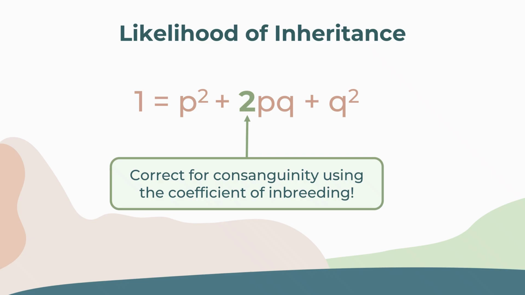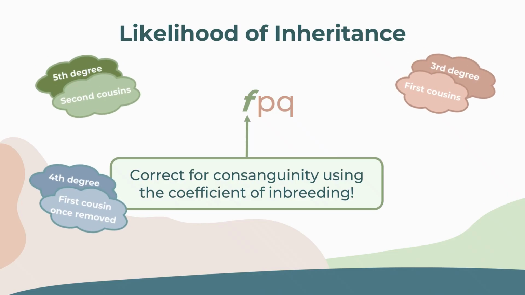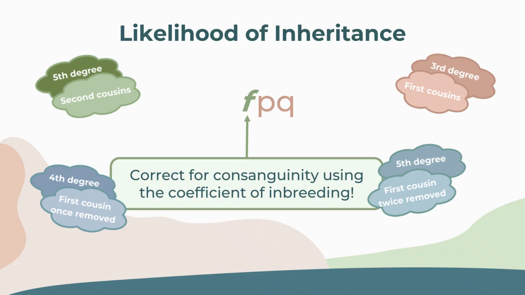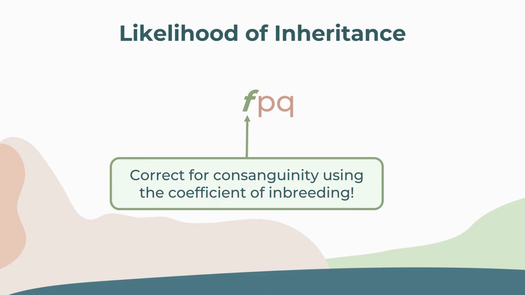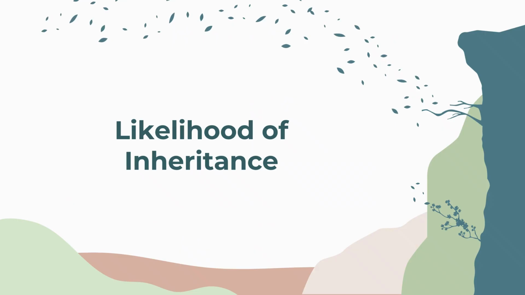The coefficient of inbreeding is useful when it comes to calculating the likelihood of an unborn child inheriting a given trait. Consanguinity goes against the Hardy-Weinberg equation, which means that we have to correct for this factor. Obviously, with different degrees of relatedness, you would get different coefficients of inbreeding, but that's a topic for another video. For now, let's explore a case study to calculate the risk of inheritance.